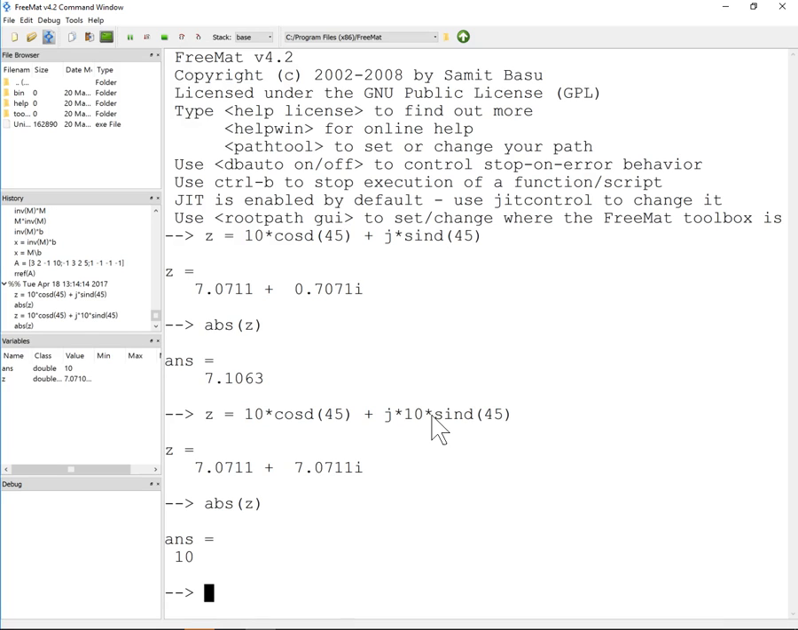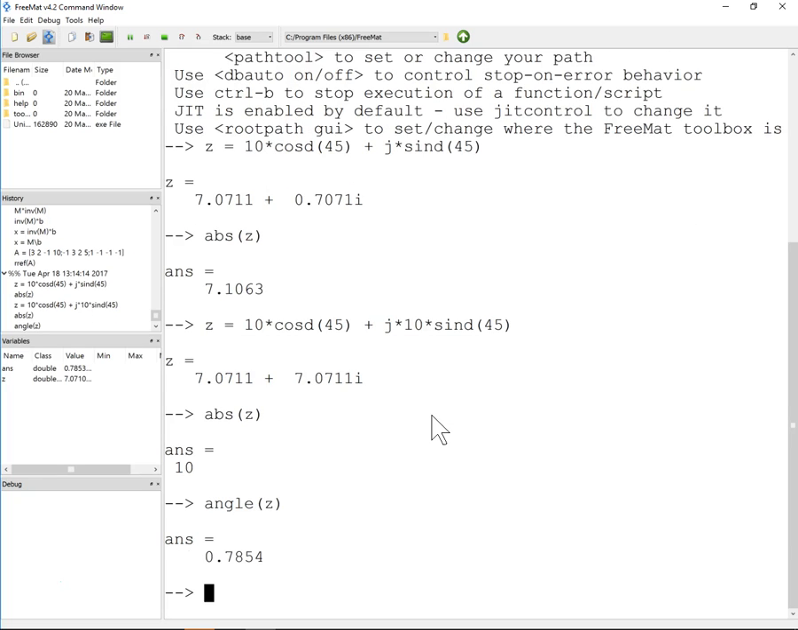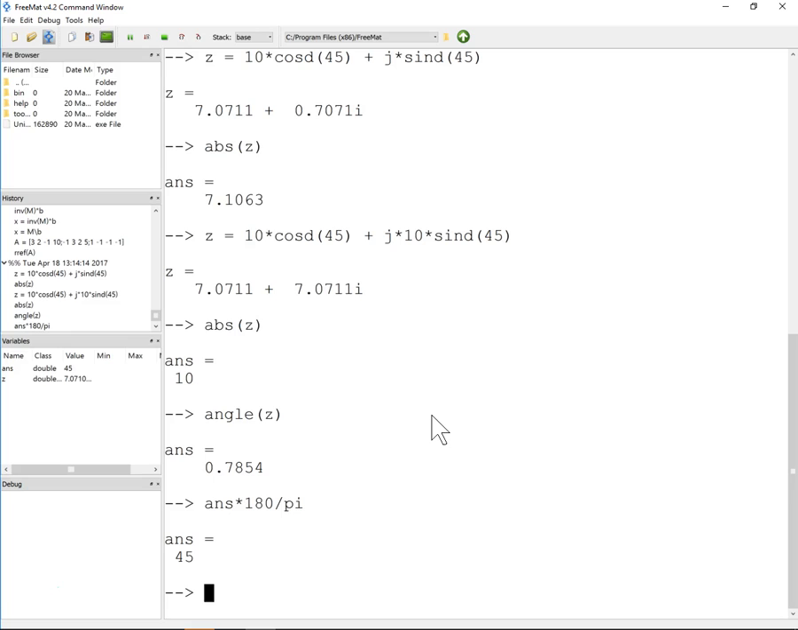And then when I do the absolute value, that gives me the magnitude, which is 10, right? And when I do the angle of z, that gives me the angle in radians, which I could then multiply times 180 over pi and get the original angle that I started off with back, right? So that's going from rectangular to polar, and then back, polar to rectangular, and then back into polar again.